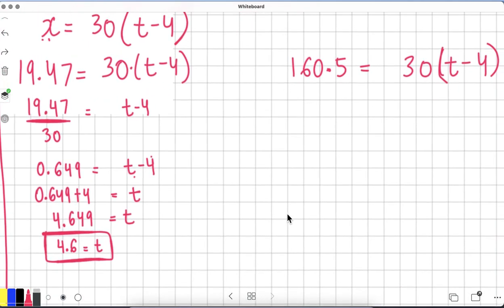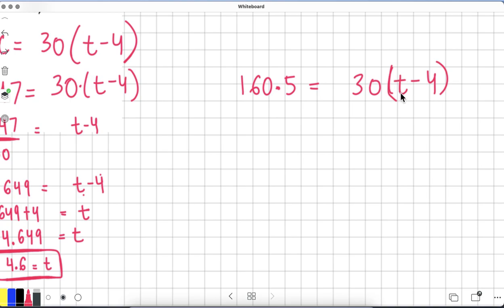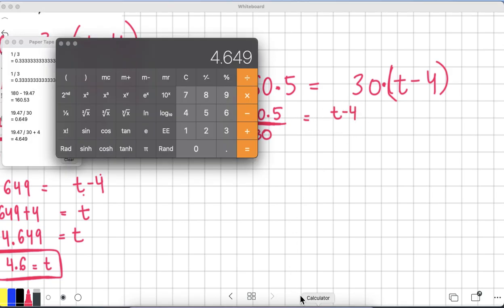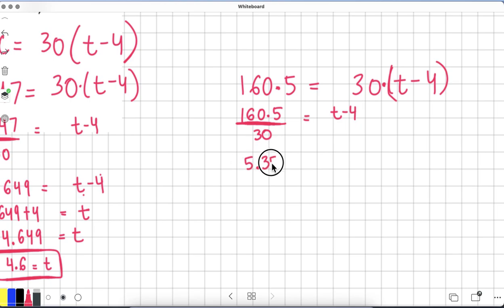Same thing for the next one. We are solving for t here. 30 is multiplying right now. When I move that over, it's going to be dividing. So 160.5 is going to be divided by 30, sorry, and here is t minus 4 left. So let's divide 160.5 by 30. I got 5.35, and over there is t minus 4. Again, 4 is subtracting. Moving here it will be adding. So 5.35, add 4 in that, it's going to be 9.35.